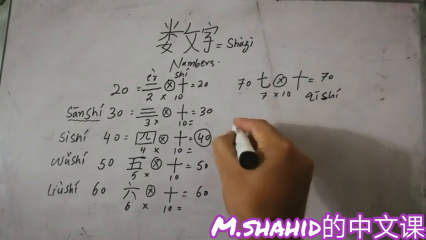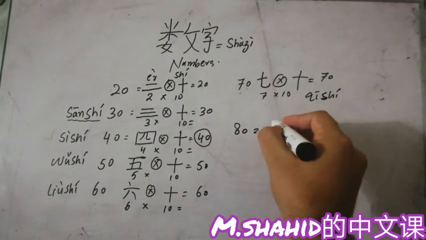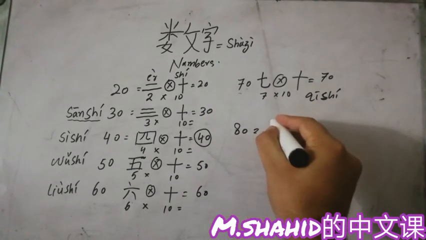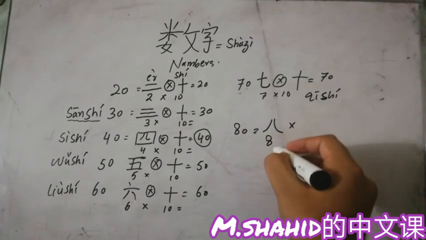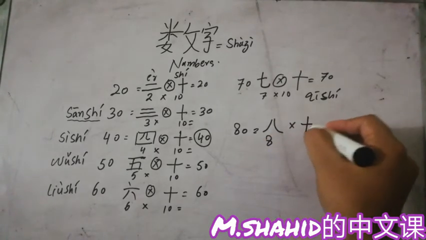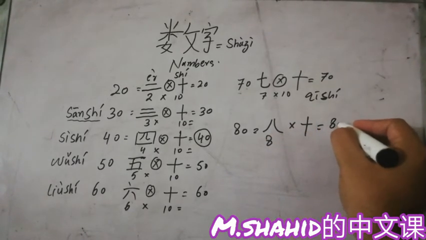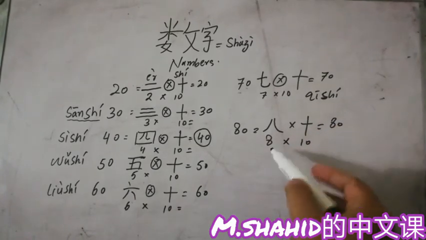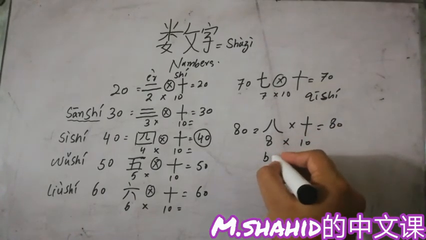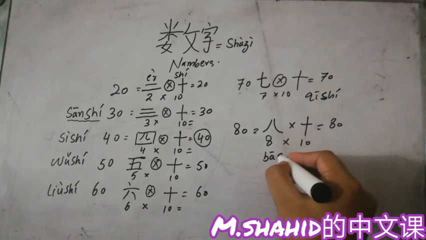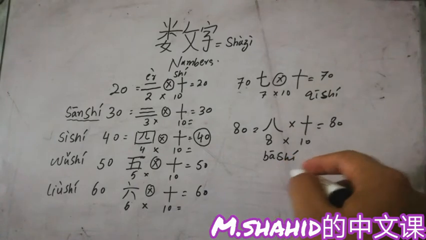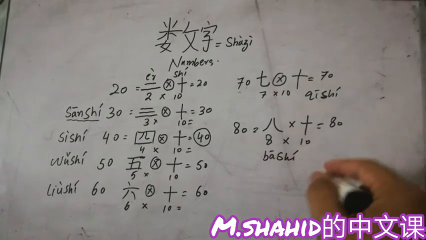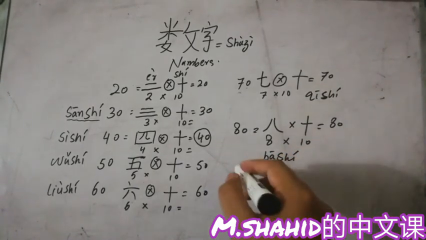Now write 80. Multiply the character of 8, this is pa, with 10, and it will become 80. 80 is the first tone and second rising tone.